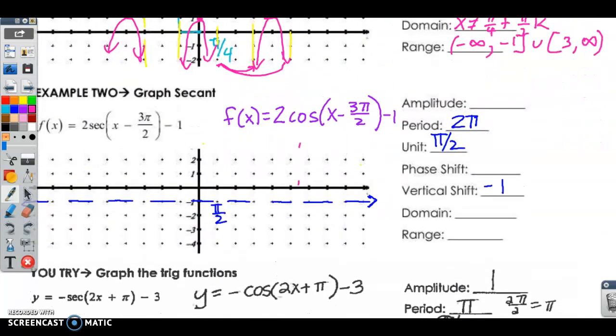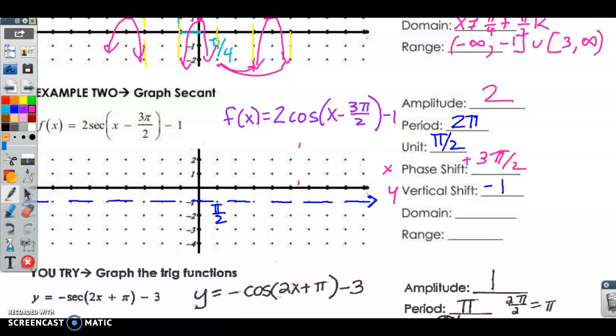So first we will graph the cosine. So we go ahead, amplitude is 2, period is the same, 2 pi, which makes the unit pi over 2. Vertical shift is negative 1. Go ahead and draw on your new x-axis. The phase shift, it looks like, is positive 3 pi over 2, because I'm just setting that parentheses equal to 0, so I know it has to be positive plus, right? So here's my x, here's my y.